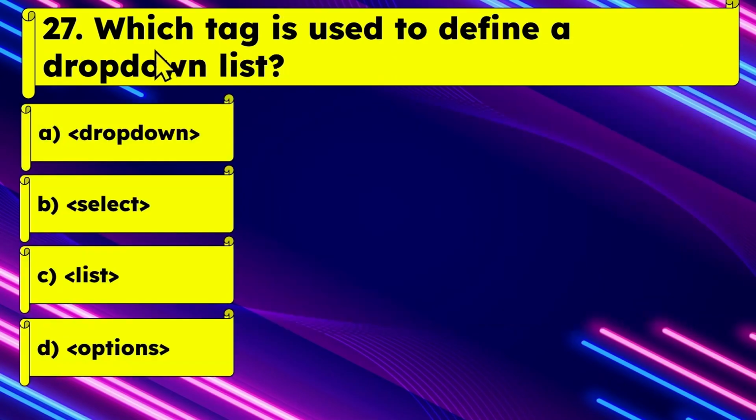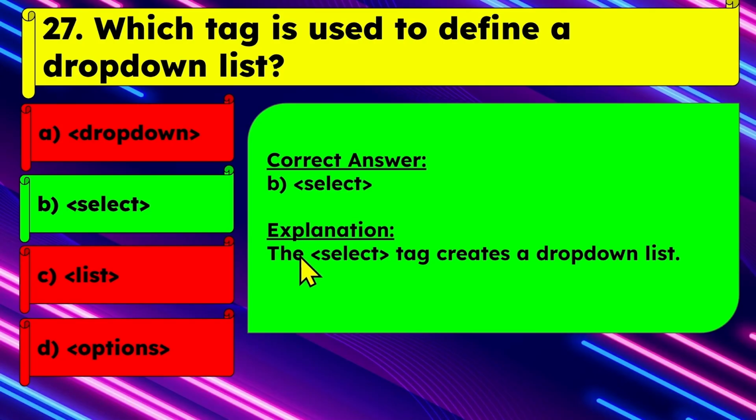Our next question is, which tag is used to define a drop-down list? So in order to define a drop-down list, among these options, which tag we have to use? Option A is drop-down tag. Option B is select tag. Option C is list. Option D is options. So here the correct answer will be option B, means select tag. As you can see, the select tag creates a drop-down list.